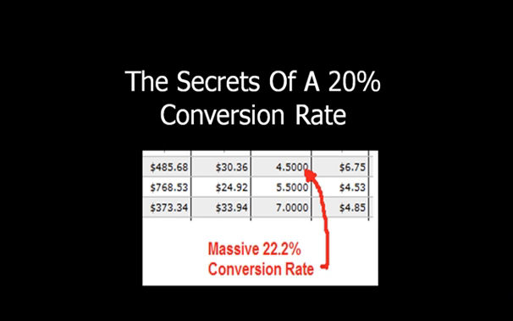Now, the title of this video is The Secrets of a 20% Conversion Rate. So you can see that is a pretty big jump from the average, and so we should learn some pretty cool stuff on this video and really build on what we've already learned in Google Sniper.